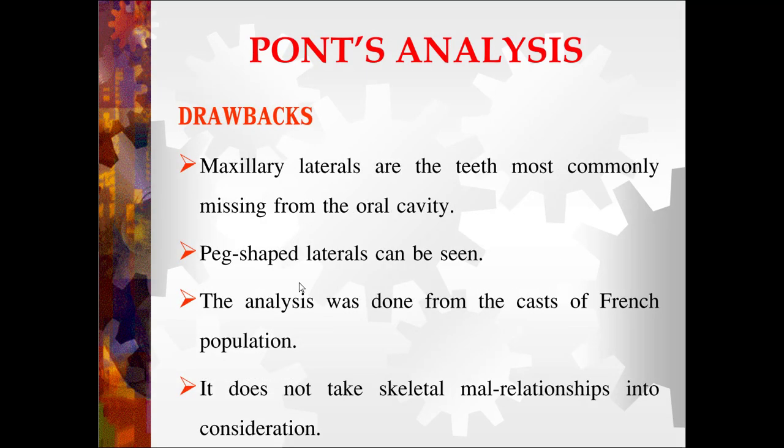Drawbacks of Pound's analysis: maxillary laterals are the teeth which are commonly missing. So for some of incisors, these teeth have to be there. If peg-shaped laterals are there, we can't do this analysis because the normal mesodistal dimension of a peg-shaped lateral incisor is less. The analysis was done on French population and it does not take skeletal malrelationships into consideration.